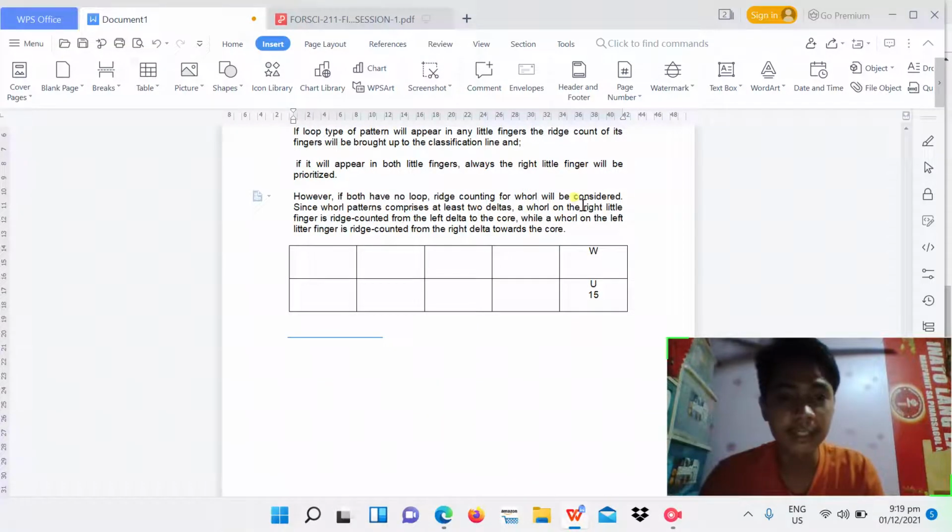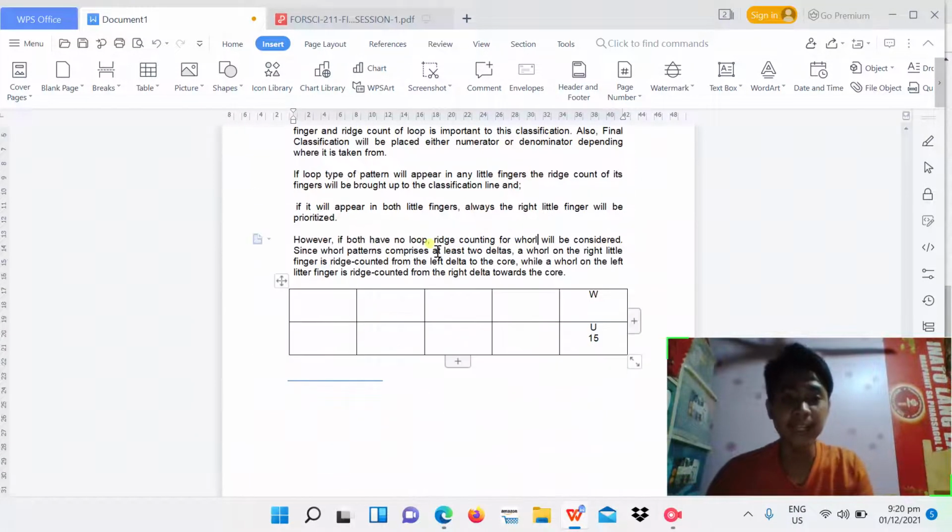whirl will be considered. And since whirl patterns comprise at least 2 deltas, a whirl on the right little finger is ridge counted from the left delta to the core, while a whirl on the left little finger is ridge counted from the right delta towards the core.